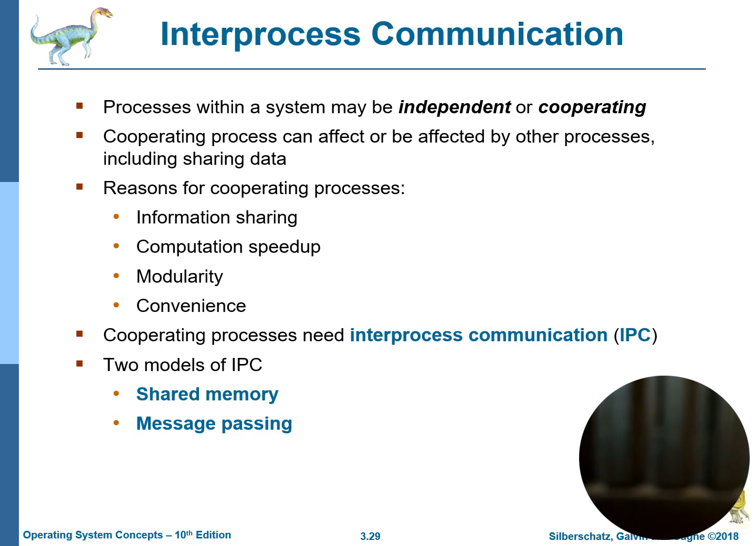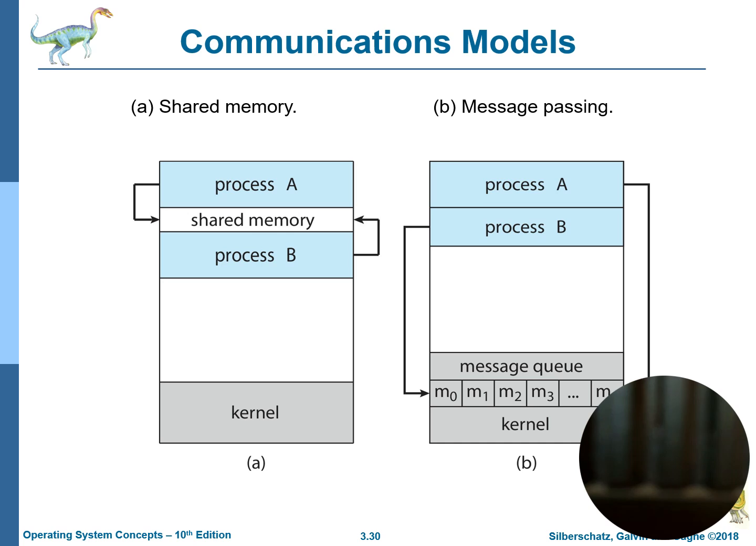So processes can be independent or cooperating. Cooperating processes can affect or be affected by other processes, including sharing of information. Reasons for cooperating processes may be sharing information, computation speed up, modularity, convenience, etc. There are so many reasons why we must make processes dependent on each other. So cooperating processes, as opposed to independent processes, need inter-process communication. And inter-process communication can happen through shared memory, message passing, and remote procedure calls, which are not written here.